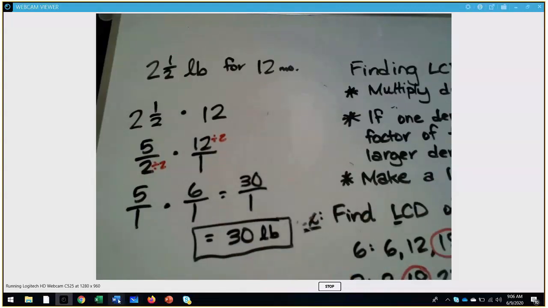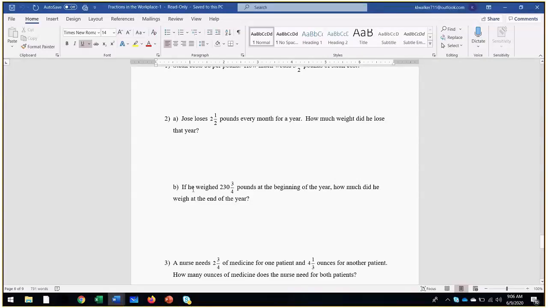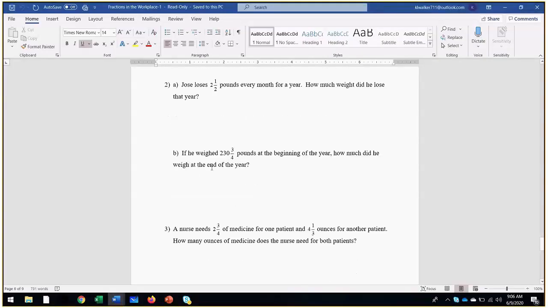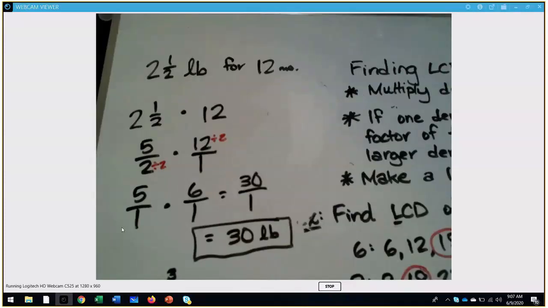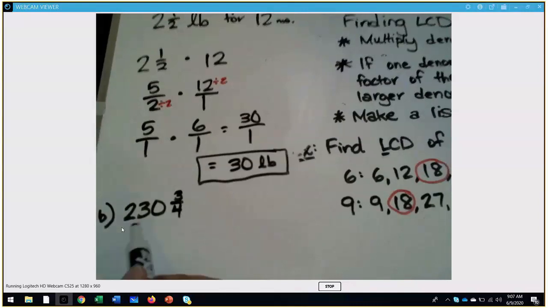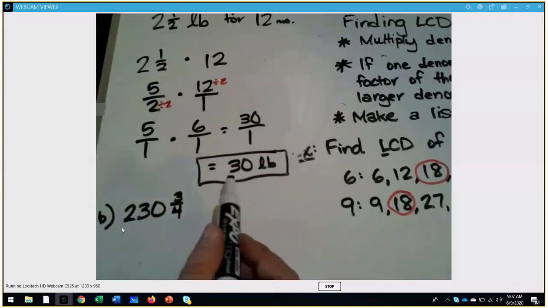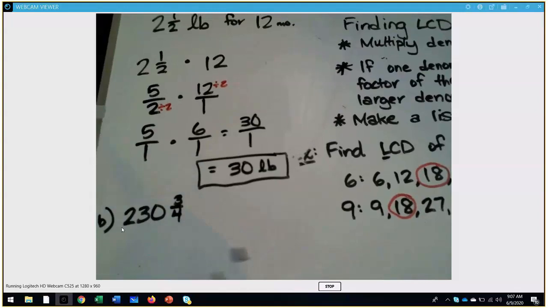All right, let's look at part B. If he weighed 230 and 3/4 pounds at the beginning of the year, how much did he weigh at the end? So he started out at 230 and 3/4. How much does he weigh now? So if he started with this and then lost 30 pounds, since he lost it, we can subtract.